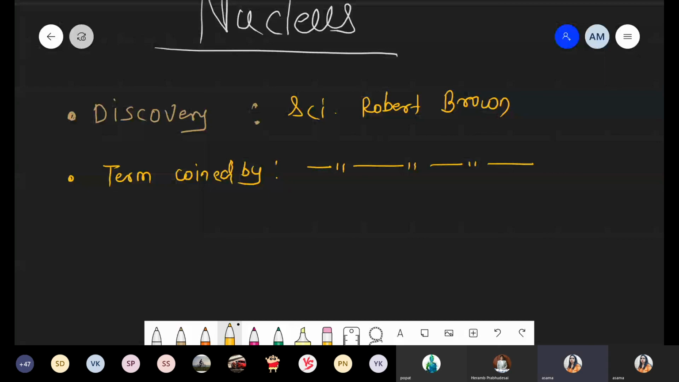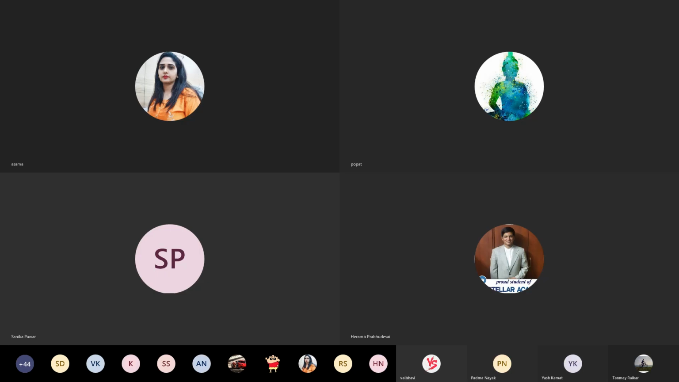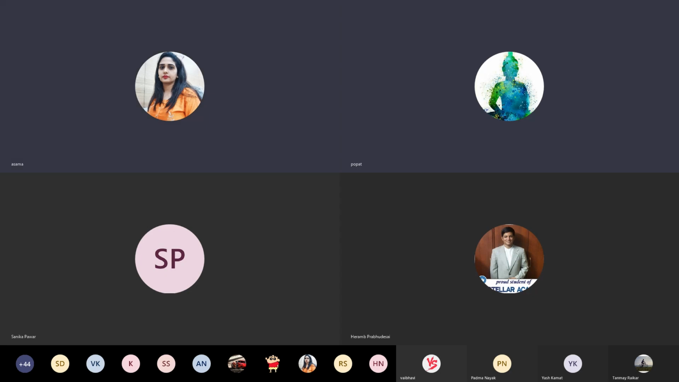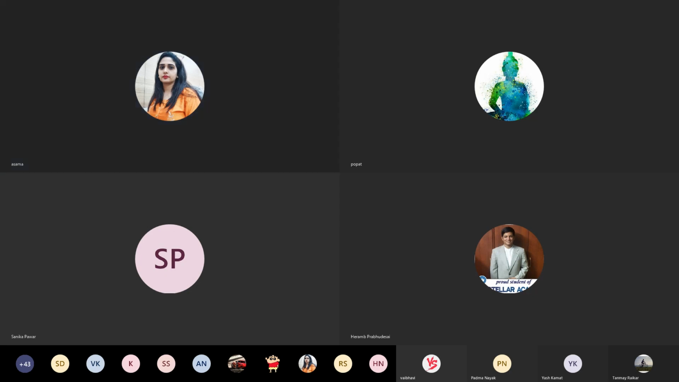Now that Robert Brown isolated the nucleus from a cell, can you tell me which cell? Robert Brown isolated the nucleus from which cell? Ma'am, screen is not visible. Yeah, I know. So it was isolated from the orchid root cell. Yes, true. Isolated from orchid root cell.